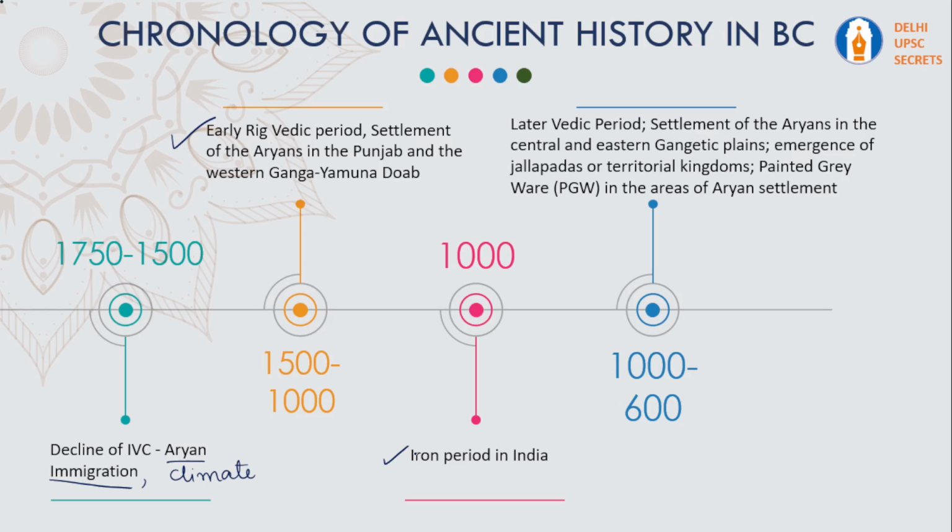The transition of early Vedic to later Vedic, spread of Indo-Aryan culture, development of iron tools, emergence of painted grey ware, formation of early Vedic tribes and kingdoms in northern India. All these were happening. Okay, and development of socio-political structures described in the later Vedic texts, and rise of Janapadas.